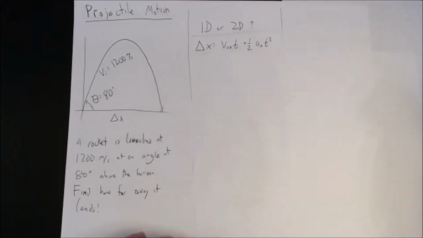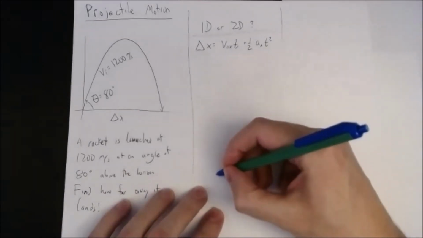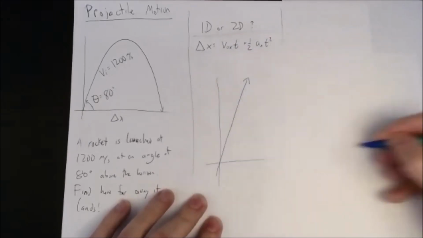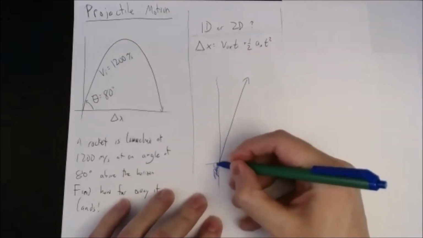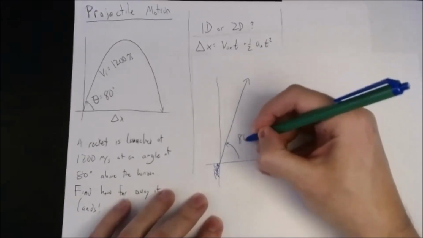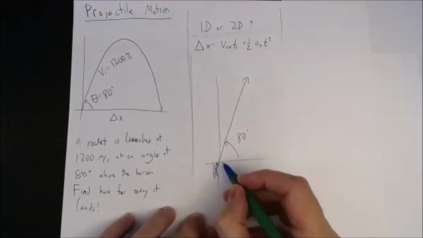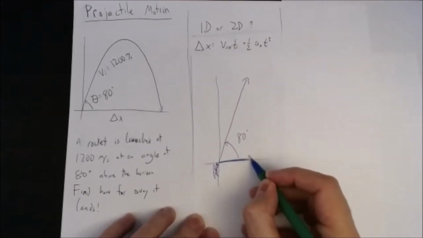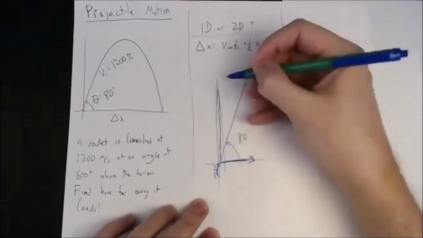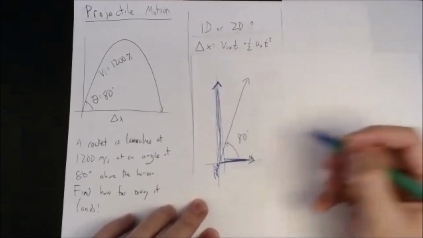That means we've got an initial velocity vector that looks like that, say, and this angle is 80 degrees. Well, this has an x component and a y component, something like that. An x component and a y component to it.